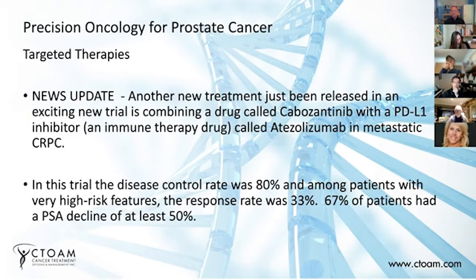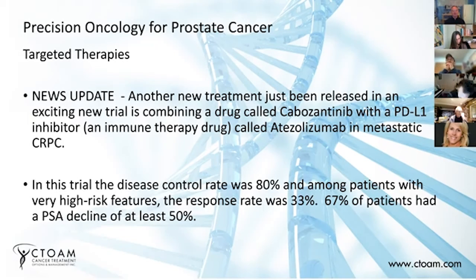So the disease control rate is all of the positive responses, which are a complete response, a partial response, and a stable disease added together. And so 80% disease control rate is pretty good. And so those are patients with high-risk features, PTEN deletions, AKT signaling pathway mutations, something called the androgen receptor V7 or V9.